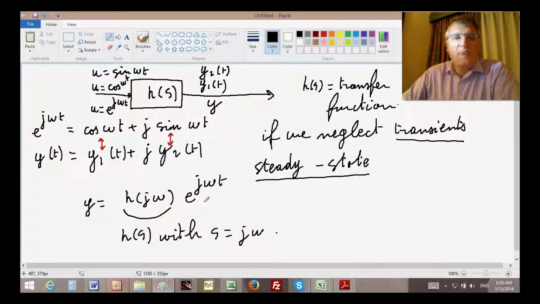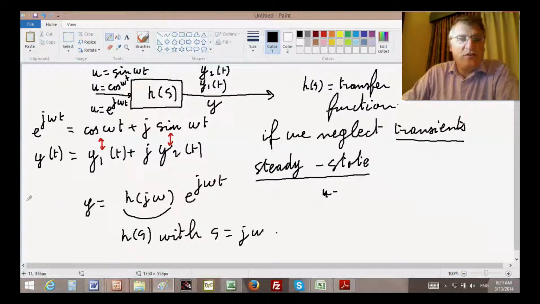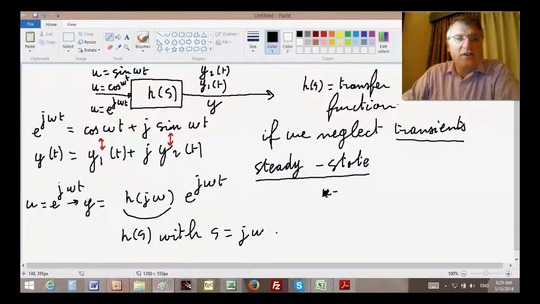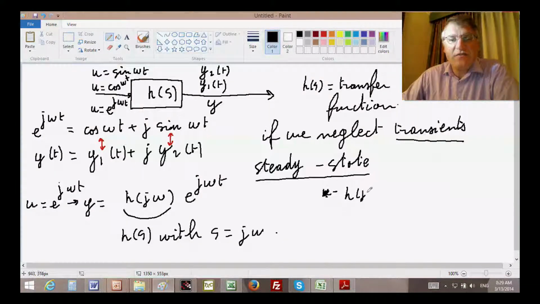So we now need to have some more concise information about h of j omega. So for example, what we can say is that, of course, this is when u is equal to e to the j omega t. So you see that the clearly pertinent information in all this is h of j omega.